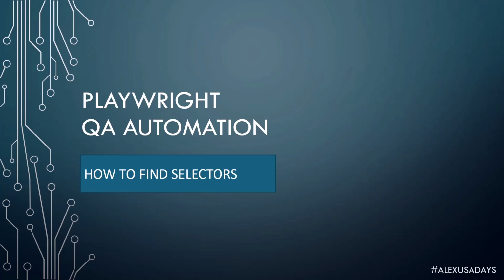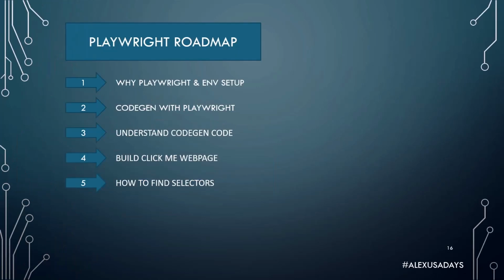Today we're going to learn how to find selectors. Now, we already did a lot. We're in module 5 right now. In the previous modules, we learned about CodeGen. We created the same code that CodeGen created. We built our own web page to practice during today's lesson. So now let's get into it.